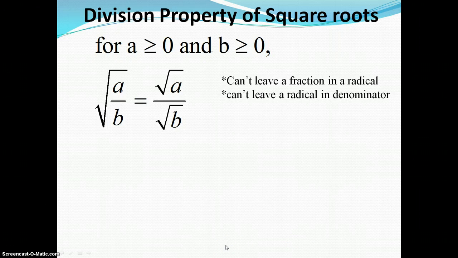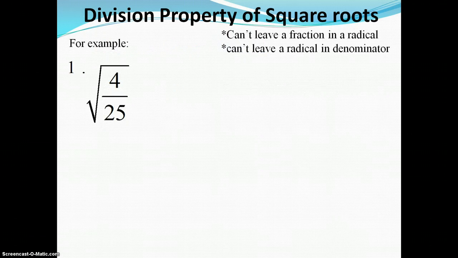We're working on 212. We're on the back side. We're going to look at the division property of square roots, and see if we can use this property to help us reduce radicals. If you take a look at the graphic up there, it says the square root of a over b is equal to the square root of a over the square root of b.